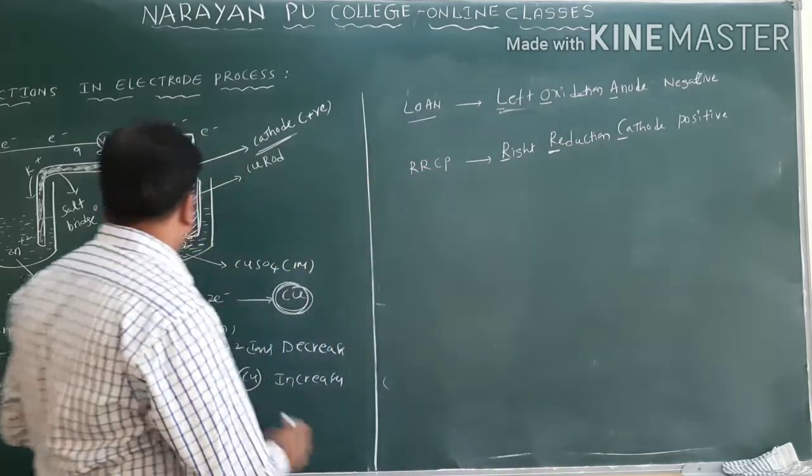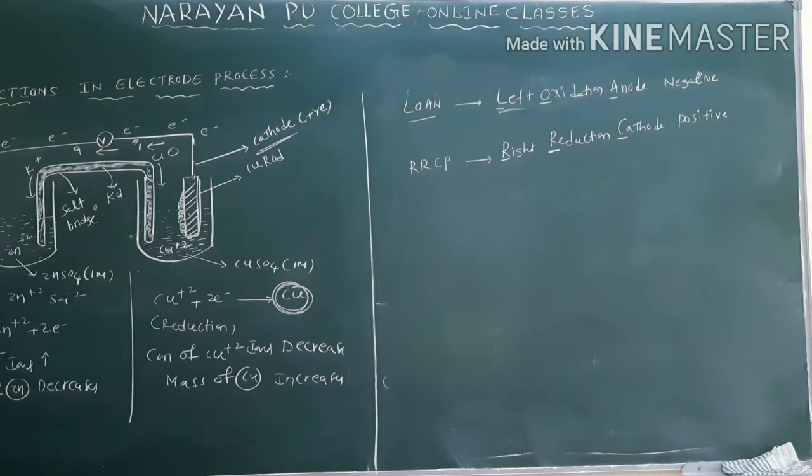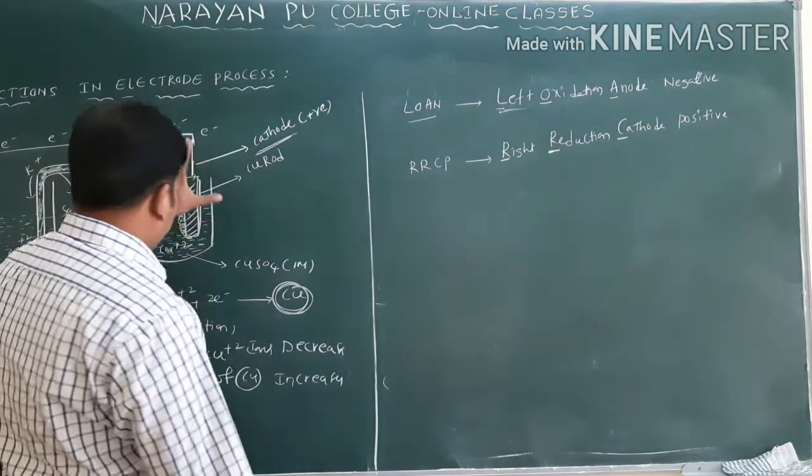It is present on the right side. See this left side. On the left side what happened here? Oxidation takes place. Oxidation takes place at the anode. What is the terminal we have? Negative terminal only. Come to this one, the right part we have. This is the right part only.